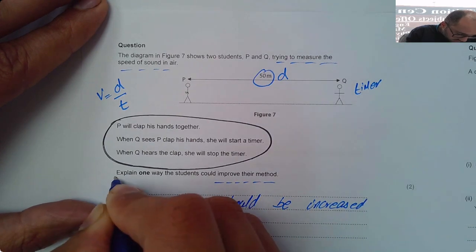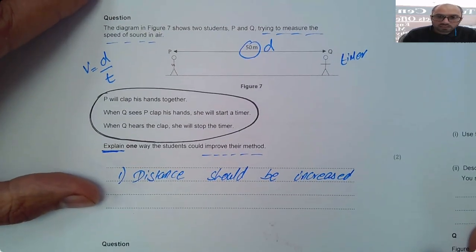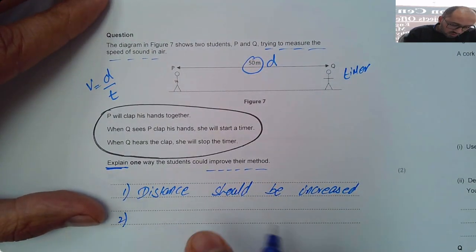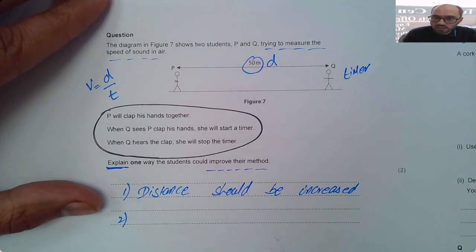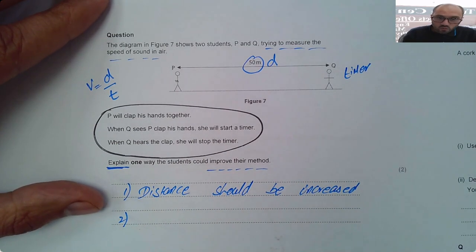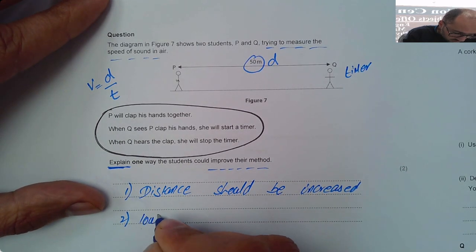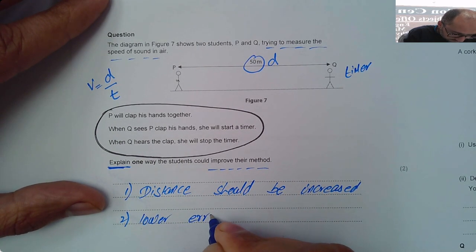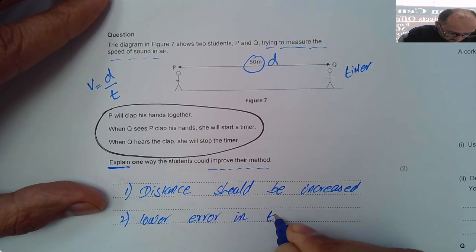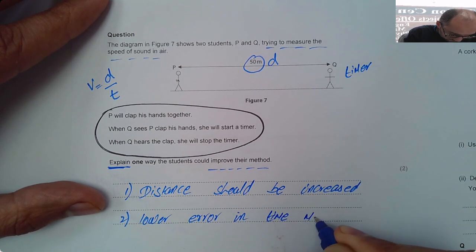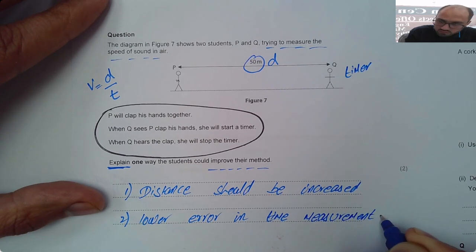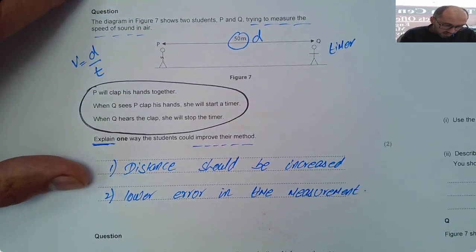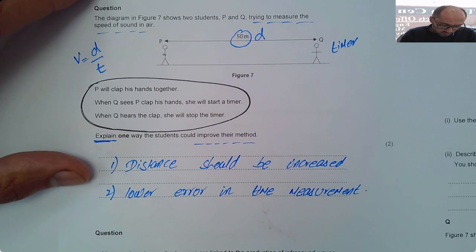Now because it's explain, you have to tell what will happen as a result of this. So if your distance is increased, that means there will be a smaller amount of error in time measurement. So we can say lower error in time measurement, and this will improve the method of investigating the speed of sound.